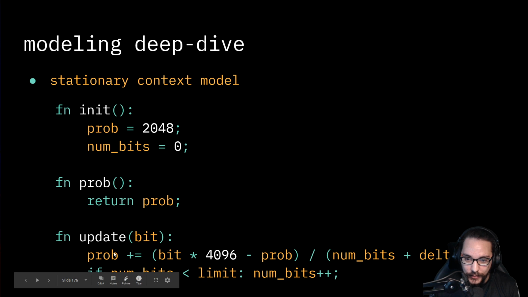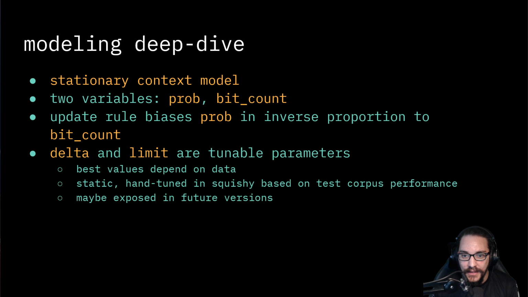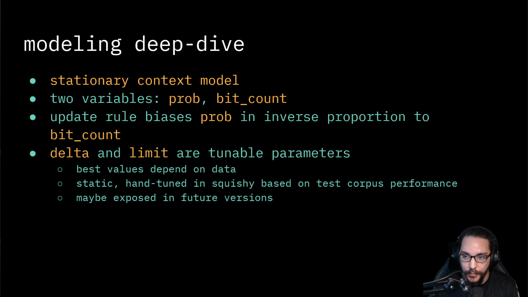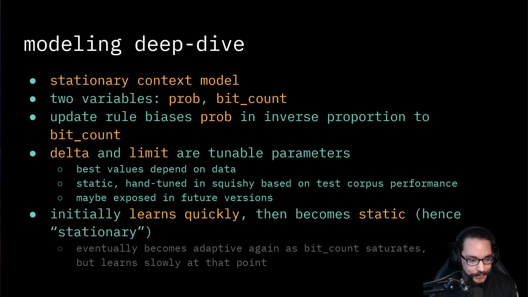Again, just bias the probability towards 0 or 1 depending on what the bit was, in order for you to predict better next time. And another important thing here is that this delta and this limit are tunable parameters, and the best values of these are going to depend on the data. And in Squishy, we actually hand tune these based on how these models performed on our test corpus, and because everything's pretty adaptive, usually we can find parameters that work pretty good on everything, but I might actually expose those parameters in future versions. We'll see.